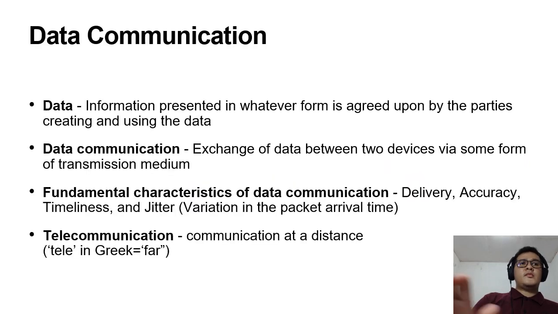What is data? Data is information presented in whatever form is agreed upon by the parties creating and using the data. Data is covered by information, so data must include information. Data communication is the transmission, the exchange of data between two devices via some form of transmission medium. The fundamental characteristics of data communication are delivery, accuracy, timeliness, and jitter, the variation of the packet arrival time.